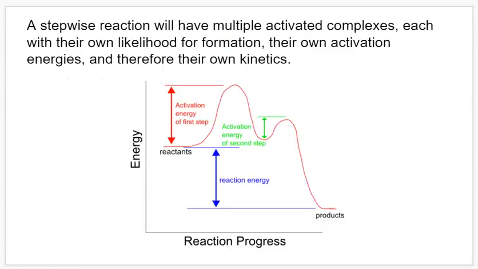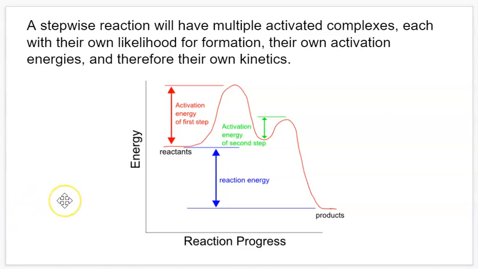So a stepwise reaction is going to have multiple activated complexes, one for each of the individual steps. And each of these is going to have their own likelihood of formation, their own likelihood of those particles colliding with the right energy and orientation, and they're all going to have their own activation energies. So therefore, each individual step in a multi-step reaction is going to have its own kinetics.